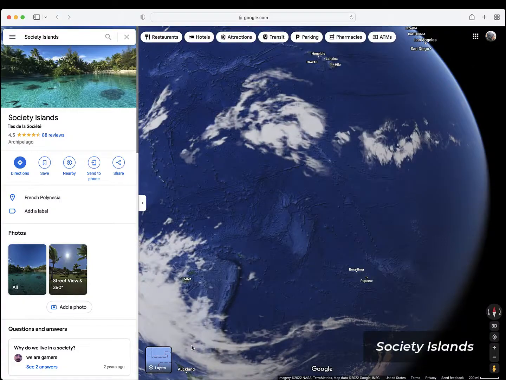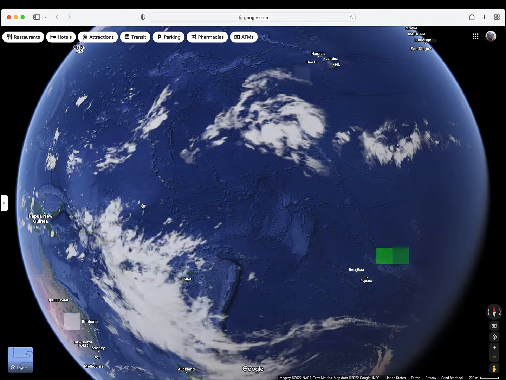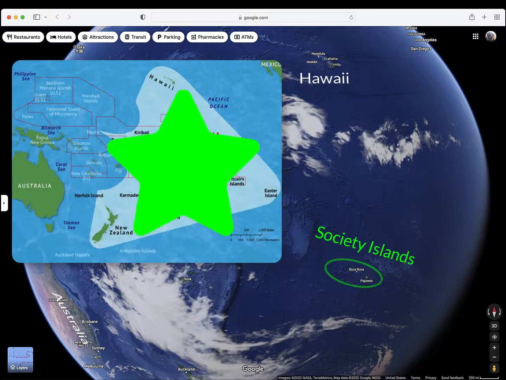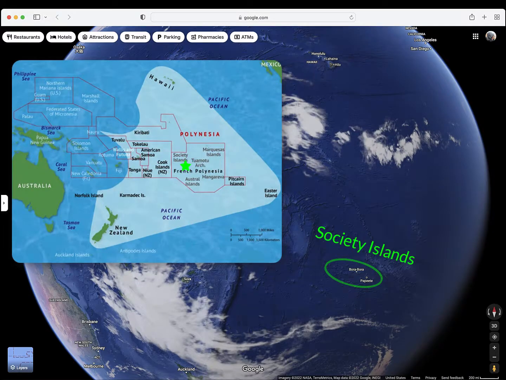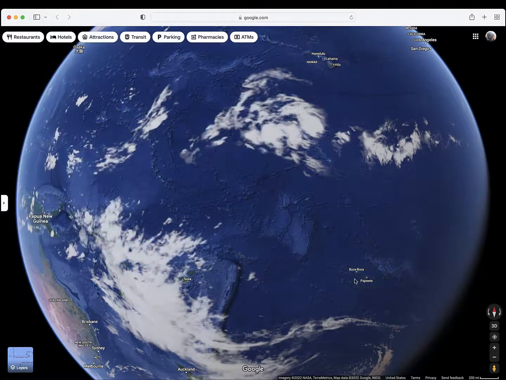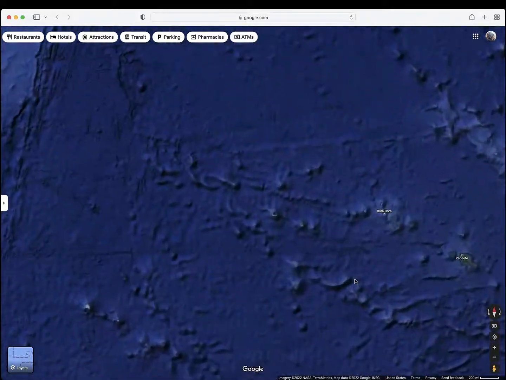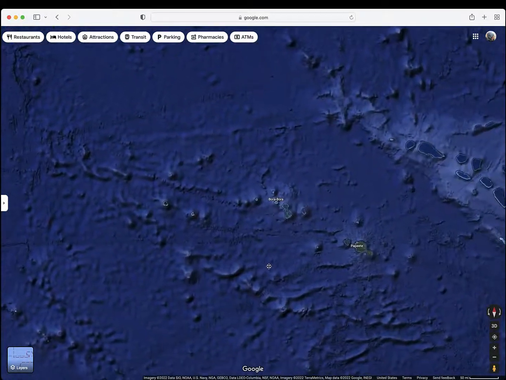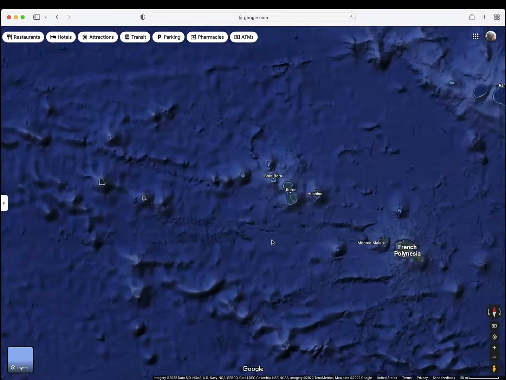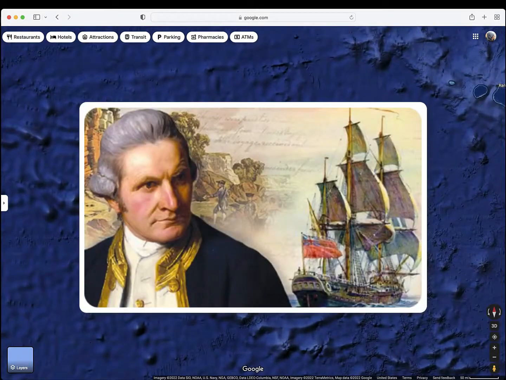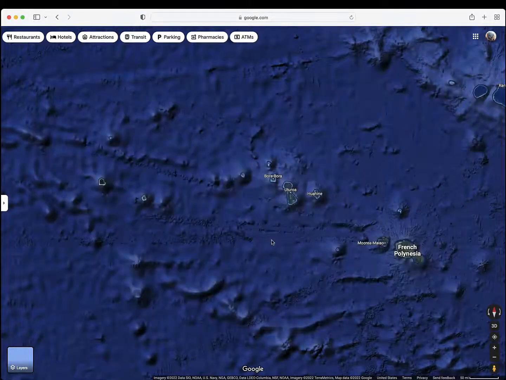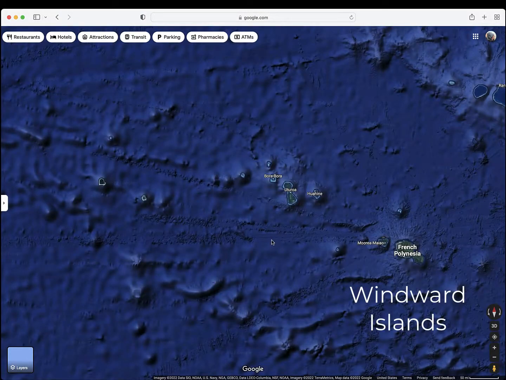The Society Islands of Polynesia are an archipelago of about 14 volcanic islands in the South Pacific. The first Polynesians may have arrived as early as 1,500 years ago, and the island group was later visited by the HMS Endeavour and Captain James Cook in 1769. The Society Islands are made up of the Windward Islands to the east and the Leeward Islands to the west.